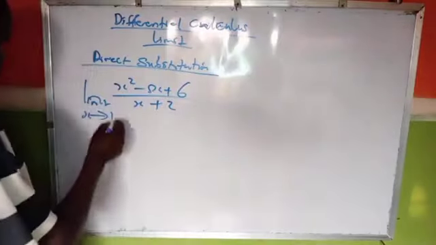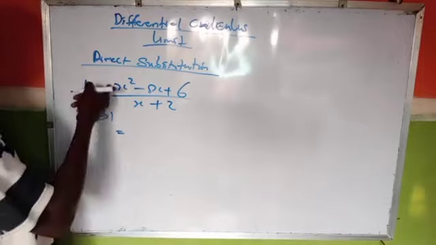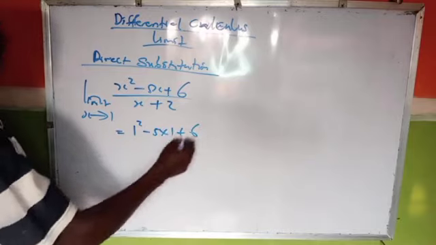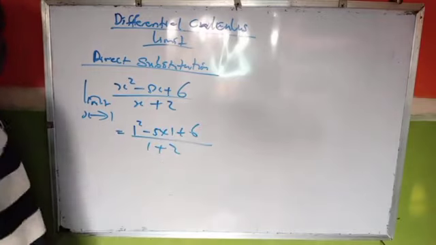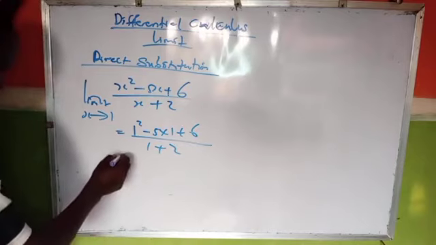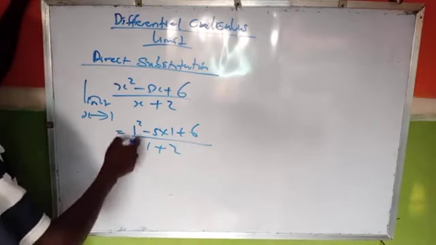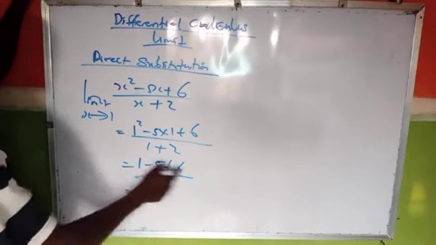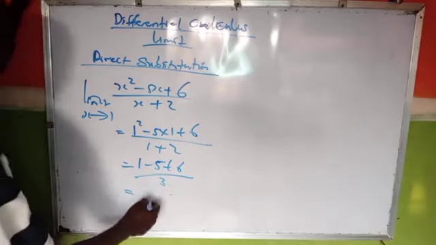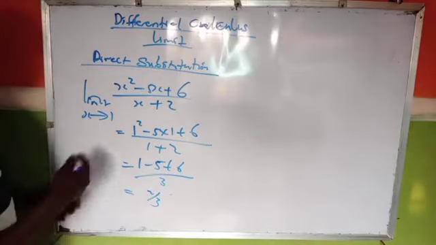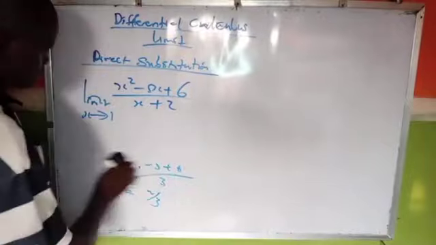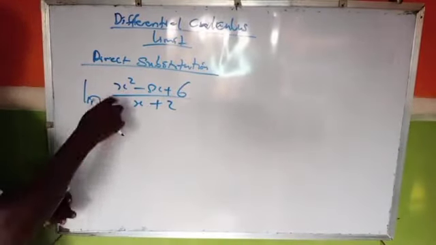So for this one, the limit is 1 squared minus 5 times 1 plus 6, over 1 plus 2. This is 1 minus 5 plus 6 over 3. So 1 plus 6 gives 7, minus 5 gives 2, over 3. So the value of this expression as x tends to 1 is 2 over 3. So that's the answer. Again, let's still have this.